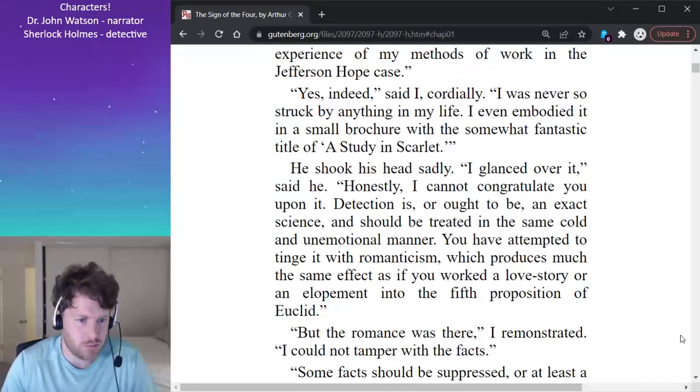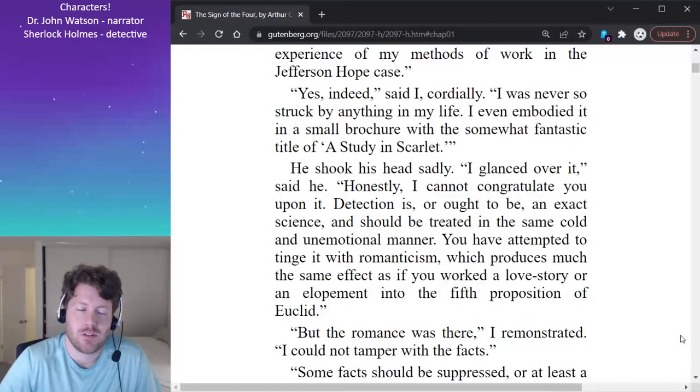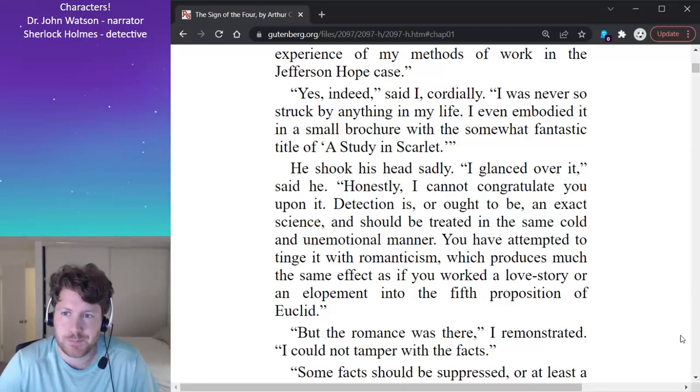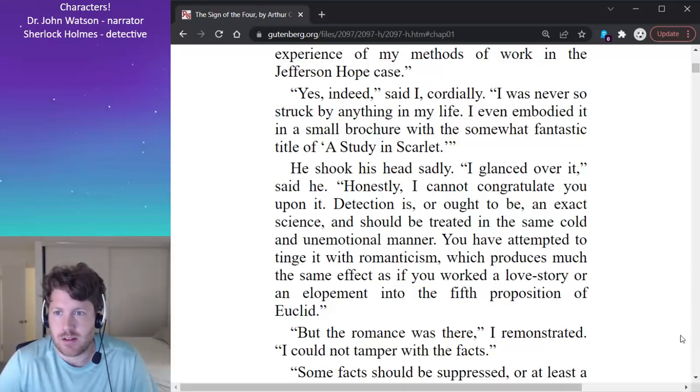That was the previous book. Jefferson Hope was the name of the American who killed the two people in London. "Yes, indeed," said I cordially. "I was never so struck by anything in my life. I even embodied it in a small brochure with the somewhat fantastic title of A Study in Scarlet."